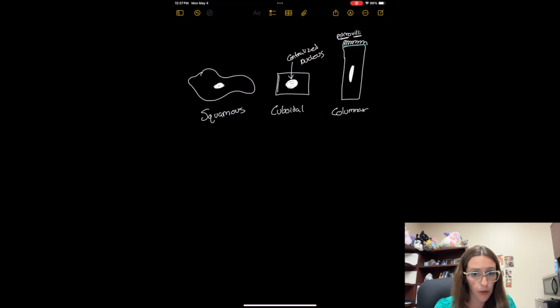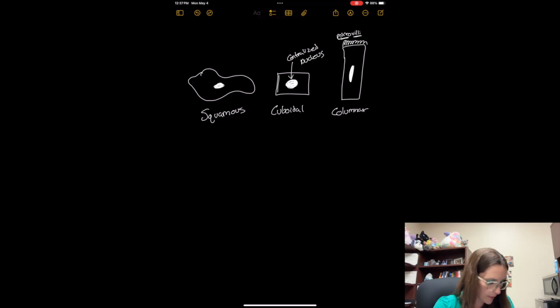These three shapes can then comprise a full tissue, because the epithelial tissue is just cells. So you may have a tissue where you have lots and lots of fried eggs, so that's a squamous tissue, or lots of cubes, and that's a cuboidal tissue, and then there's columnar, lots of those columns, and that's a columnar tissue. We can separate this into two ways.